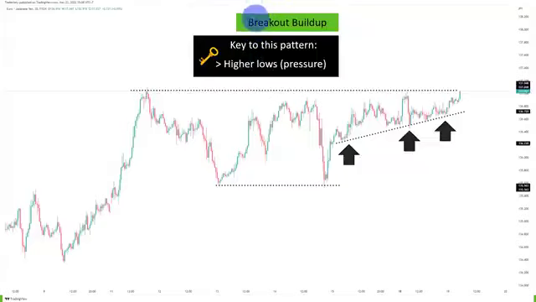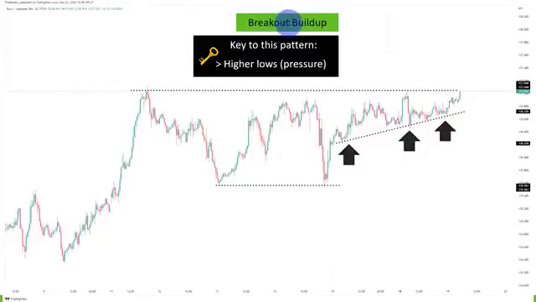The second signal is a very quick one, but it's also a very important one because you will be able to see this pattern quite often, and often it also acts as an add-on pattern. So you will see this concept around other patterns as well, where it can really enhance the probability of finding a better trade. So this is called the breakout buildup.